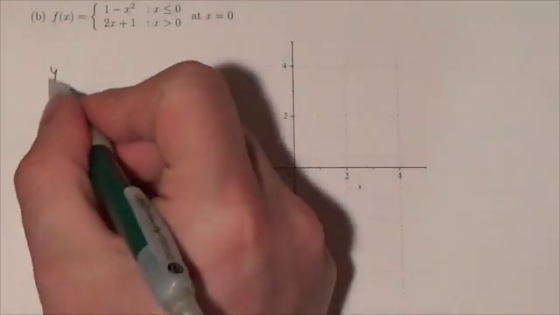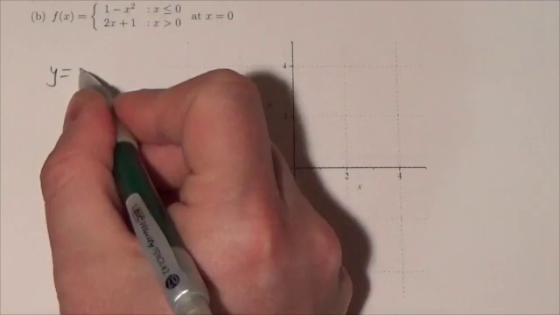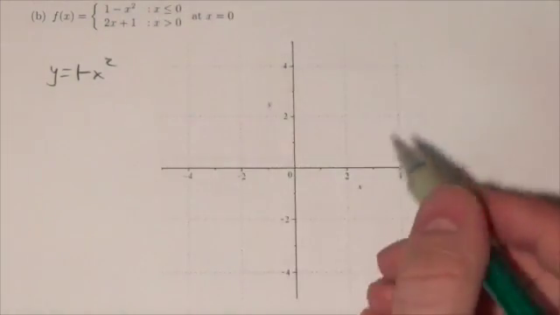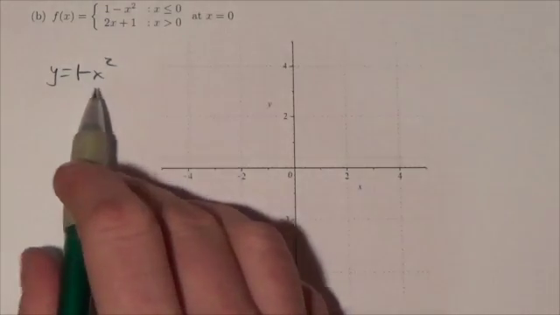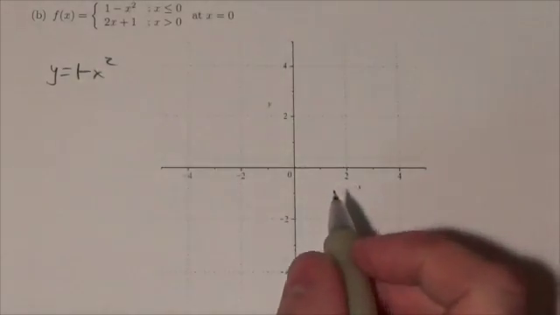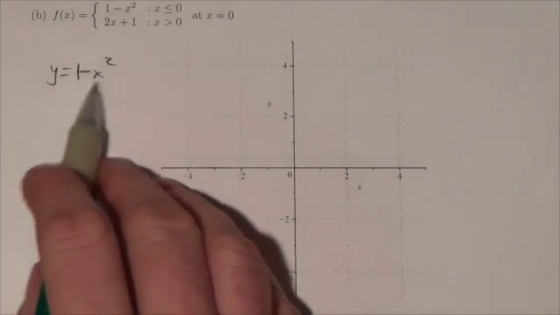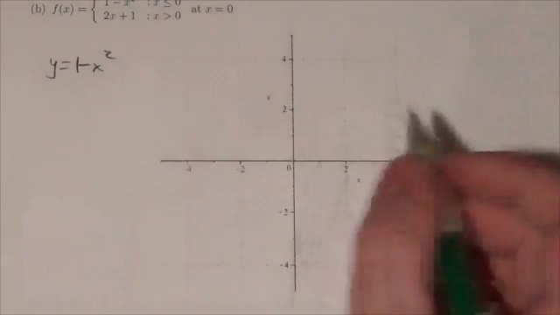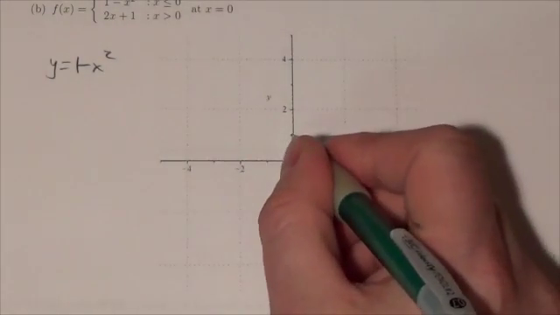So the first thing I'm going to graph here is y equals 1 minus x squared. I'm going to do this where x is less than or equal to 0. Well, you spent a whole course on quadratics with Math 20. So this is a parabola that opens down, and has a vertex at (0, 1). So this is going to start here.